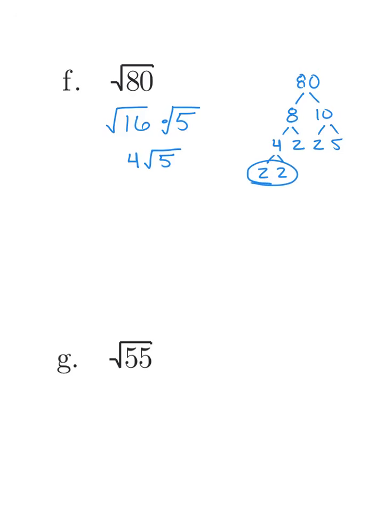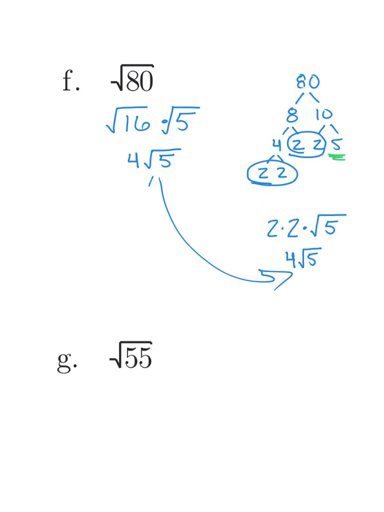So I have one pair of 2's, and I have a second pair of 2's. So from each one of those groups, I can pull out 1. I get 2 times 2 times the square root of 5. Since 5 has nothing to pair up with, it is going to stay inside. From here, I want to multiply my outside numbers. 2 times 2 is 4, and 5 stays in the square root. So notice that either way, we still get the same answer.